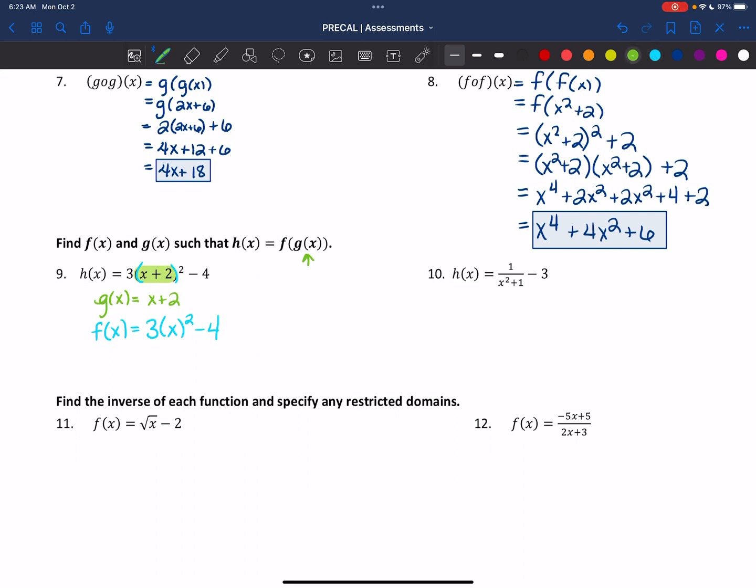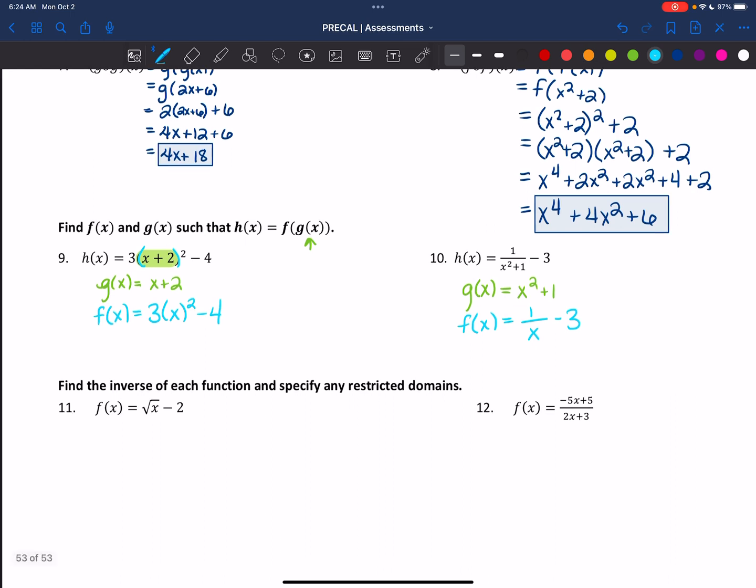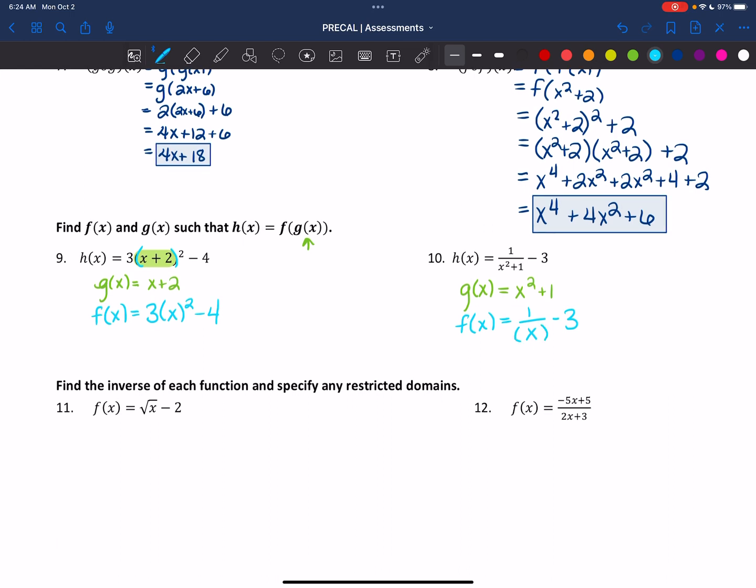All right. And similarly, for number 10, we want to first find our g function. So I'm noticing I have a whole expression in my denominator that's a binomial. So I think that's going to be a good thing to let be g. Then f is going to be 1 over that expression minus 3. So this would be right down here. That's where this g has been plugged in.